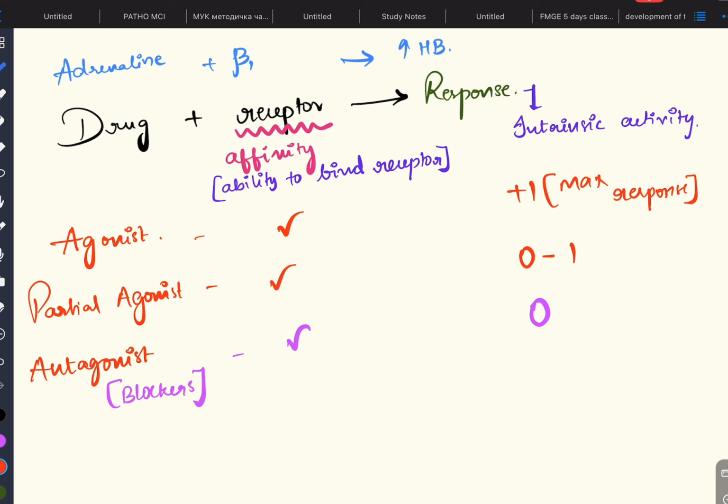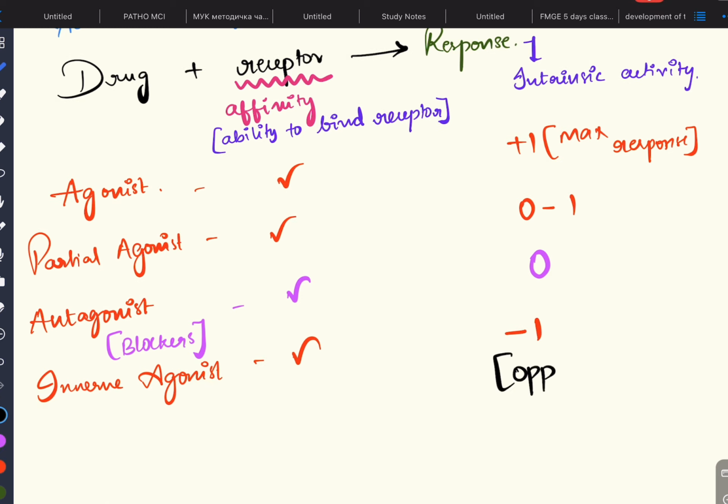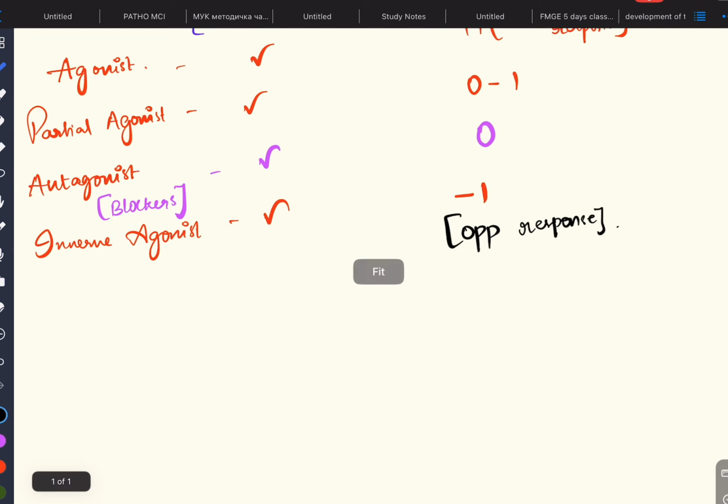And the next one is the inverse agonist. So what is an inverse agonist? In an inverse agonist, we say there is the ability to bind, and the next value is -1. So -1 means the response is clear-cut opposite to the action produced. That is the opposite response.